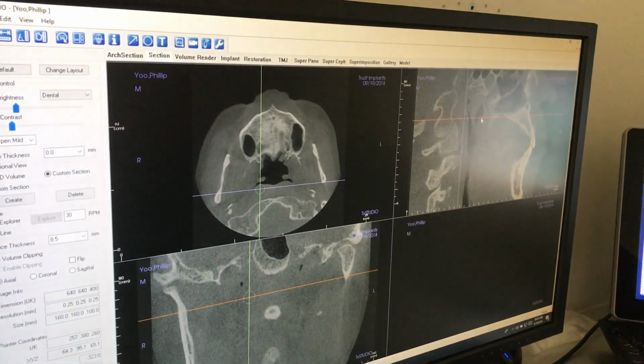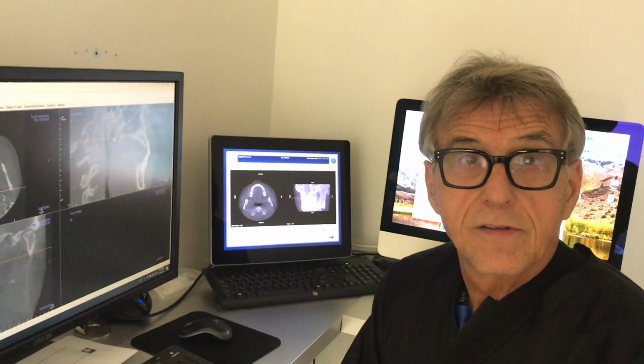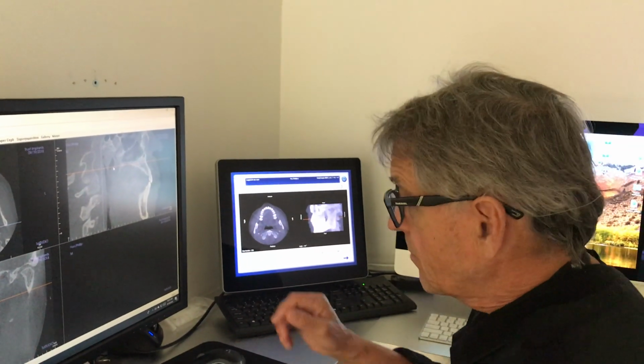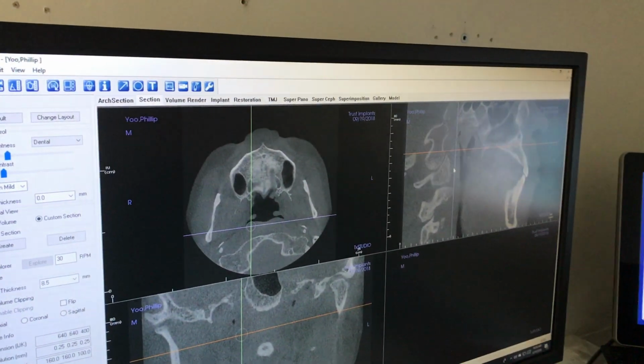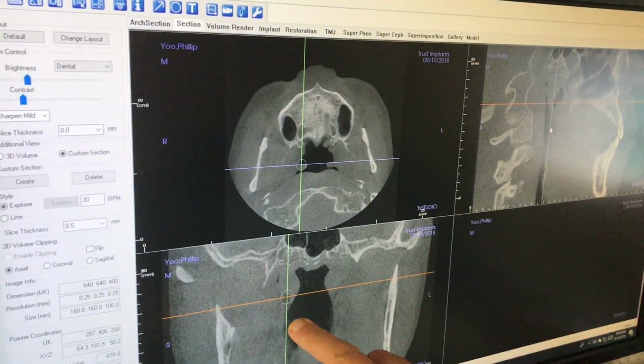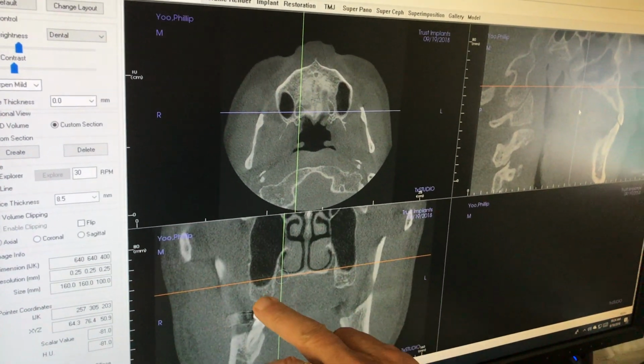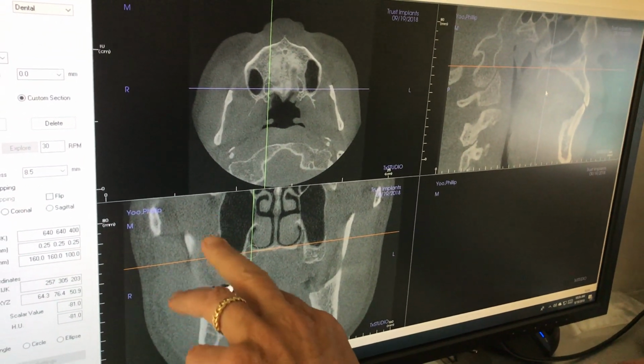And we only see that in about 20 or 30% of people. Most people have got jammed up sinuses, and they've got fluid and stuff in them. So now let's look at them from front to back. And here they are.